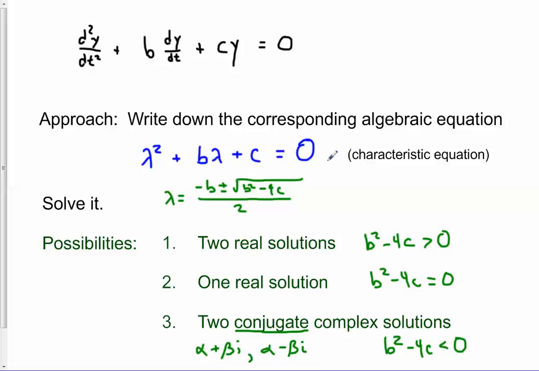Okay, now what I haven't done is explain what these solutions have to do with the differential equation, but I'm going to go through each of these three possibilities now and explain how these solutions, whichever category they're in, will tell you the solutions to the differential equation that you're working on.